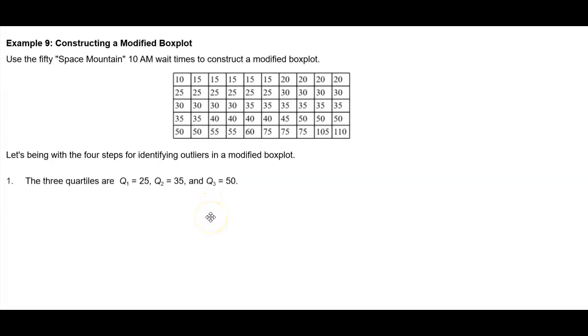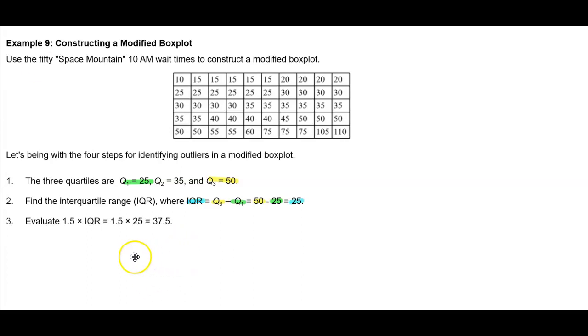Now from this example, we already know what the 3 quartiles are. Quartile 1 is 25, quartile 2 is 35, and quartile 3 is 50. Now we need to find the interquartile range. Remember, the interquartile range is quartile 3 minus quartile 1. So recall that quartile 3 is 50, and we're subtracting quartile 1, which is 25. So 50 minus 25 gives us 25. So the interquartile range is equal to 25.